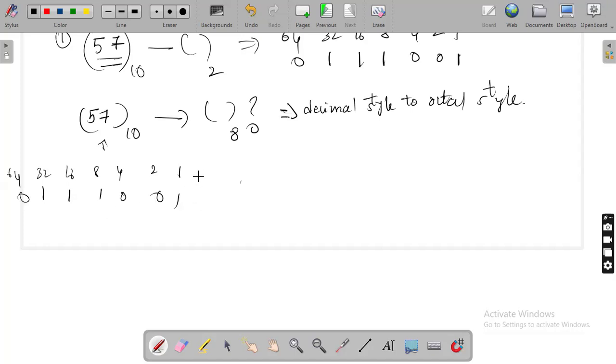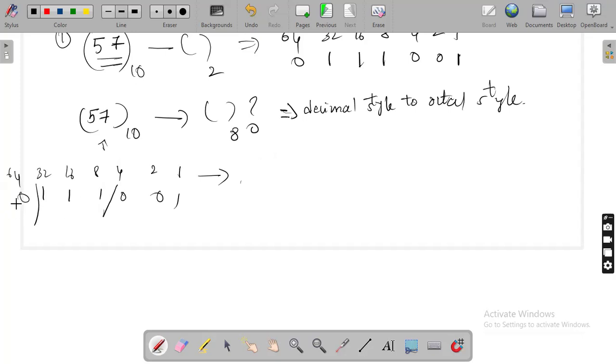Now, decimal style into which style? Octal style. What is the style of octal? First, you have to write decimal style. Now, you have to convert that written decimal style into octal. What is octal style? Octal style is each digit represents 3 bits. Now, convert it into octal style. Means simply you have to divide it into 3 bits, 3 bits and 3 bits.